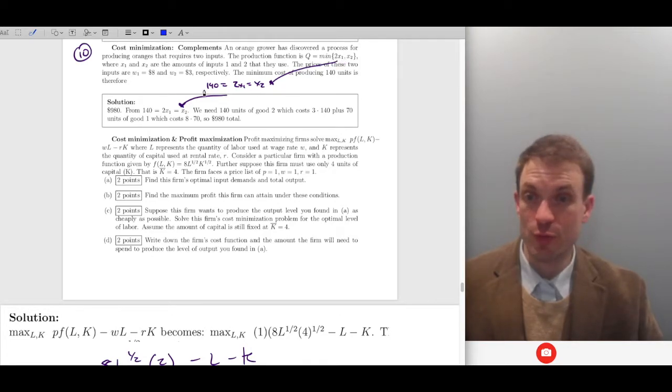That's this right here. 140 is equal to 2x1. So x1 is equal to 70. x2 is equal to 140. 70 times 8 plus 140 times 3 gives us the $980.